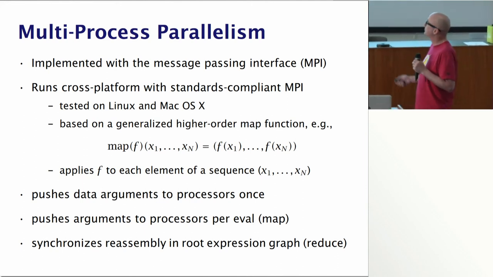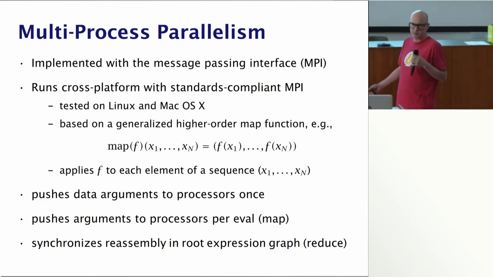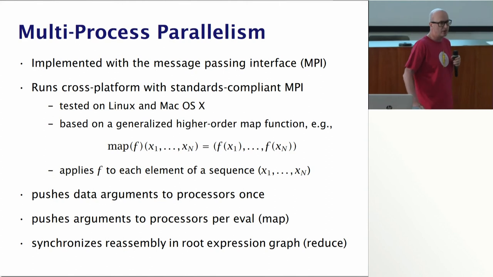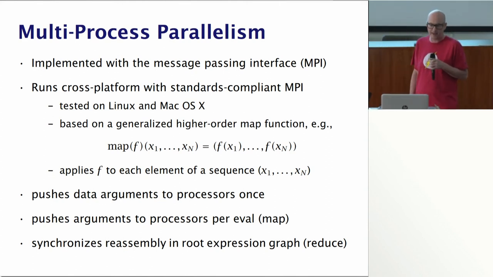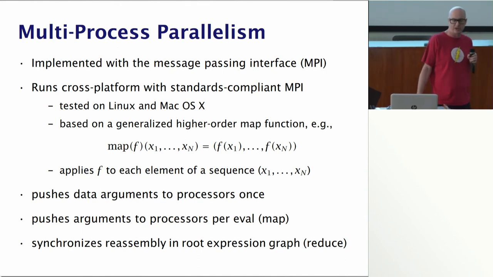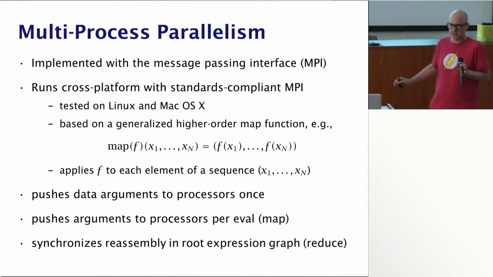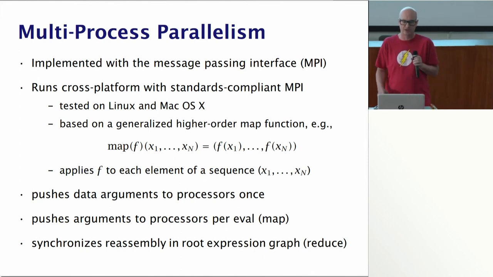It's multi-process parallelism, so we're implementing it with MPI under the hood, which is mainly what implements this kind of thing. It's a very low-level interface. It runs cross-platform. We've tested it pretty thoroughly on Linux and Mac. I'm not sure if all this will run on Windows. It will if you're a configuration genius. It's actually standards compliant, but getting Windows to deal with a standards-compliant setup is challenging.